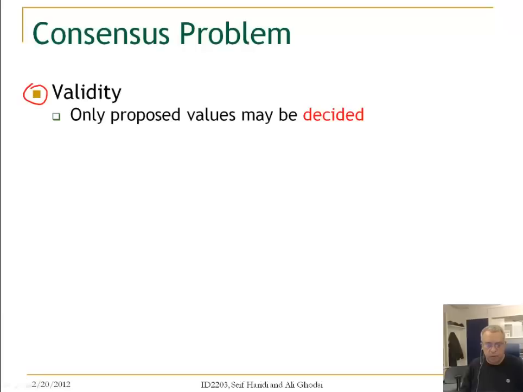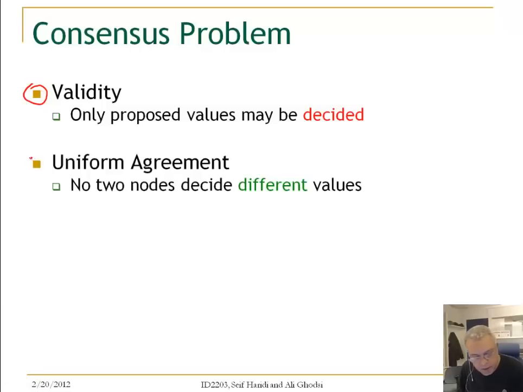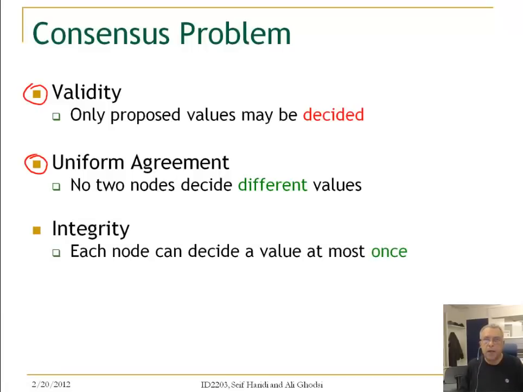Consensus has a number of properties. One is validity, which says only proposed values may be decided. The other one is uniform agreement, which says no two nodes decide different values. And then we have integrity, which says a node can only decide a value at most once. You can only decide once.